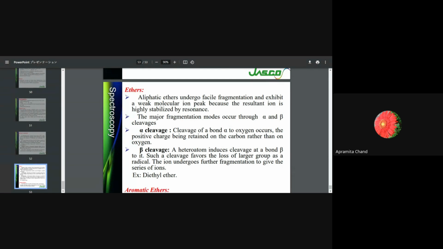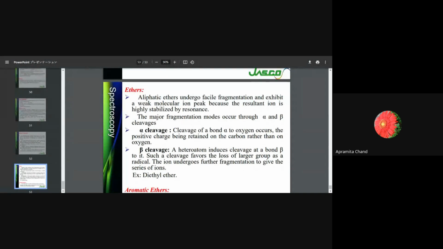So ethers will undergo facile fragmentation. Usually ethers have a very weak molecular ion peak, because whatever ion fragments from it will be highly stabilized by resonance. So the stability of the molecular ion peak will be very low. So the major fragmentation modes will occur through alpha and beta cleavages.